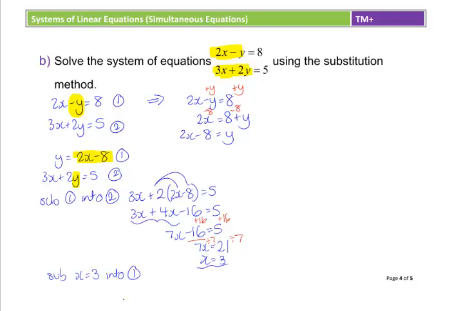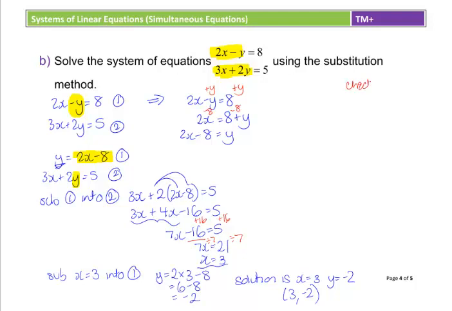You could substitute into equation 2 if you want, but in equation 1 we already have y on its own, so it's easier. So y is 2 lots of x, which is 3, minus 8, so 6 minus 8, which is negative 2. So my solution is x equals 3, y equals negative 2. All written as an ordered pair, just like that.